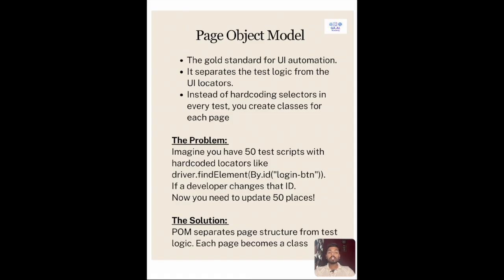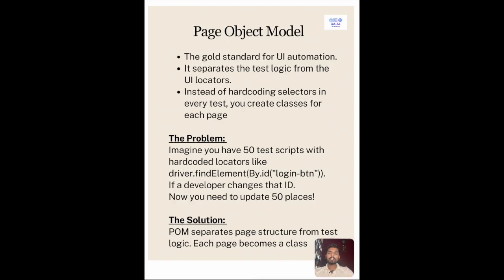This is the gold standard for UI automation frameworks. If you pick any UI automation framework across the industry, they would most probably be using page object model as the base design pattern, because it separates the test logic from the UI locators. See, instead of hard coding our UI locators, what we do is create separate page classes for each of the pages that come across in the application.